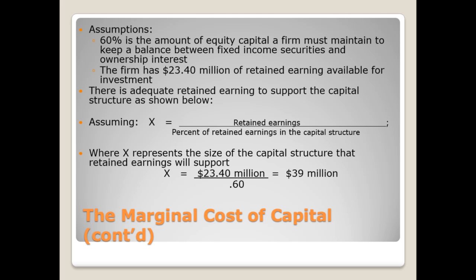Assumption: 60% is the amount of equity capital a firm must maintain to keep a balance between fixed income securities and ownership interest. The firm has $23.4 million of retained earnings available for investment. There is adequate retained earnings to support the capital structure as shown below, assuming X is equal to retained earnings over percentage of retained earnings in the capital structure. So you can see where X represents the size of the capital structure the retained earnings will support. So we're looking at 23.4 million over 0.6 equals 39 million.